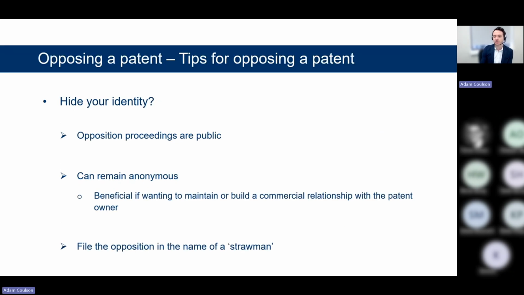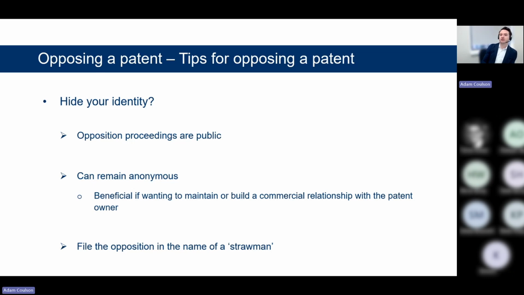Now, whether to hide your identity. So, as mentioned before, opposition proceedings are public. Written submissions filed by the opponents and the patent owner and documents issued by the European Patent Office are publicly available on the EPO's public patent register. This means that the identity of each opponent can be seen by anyone.